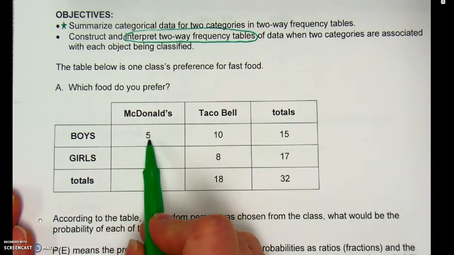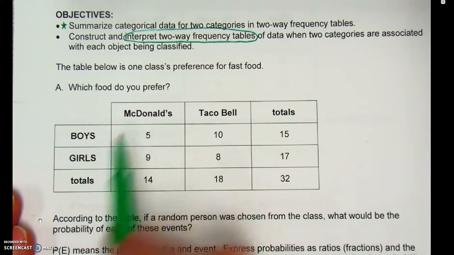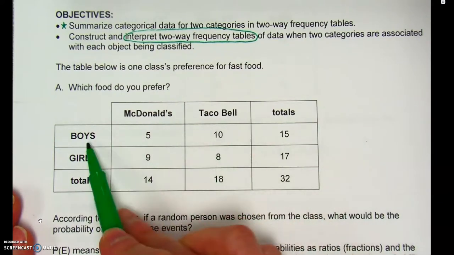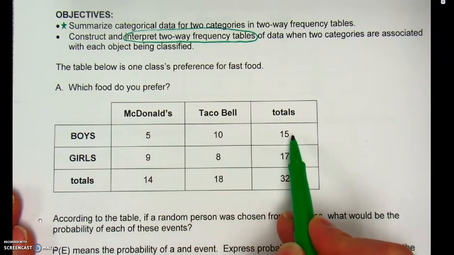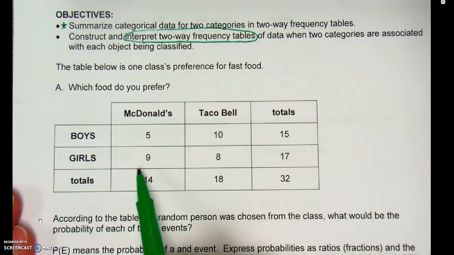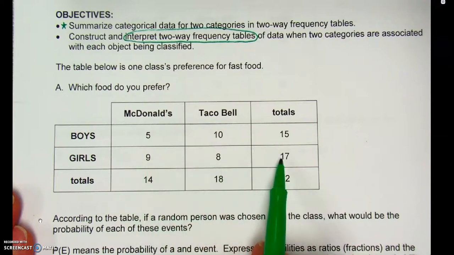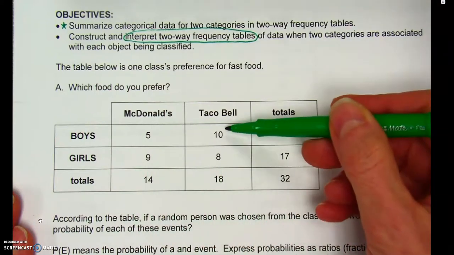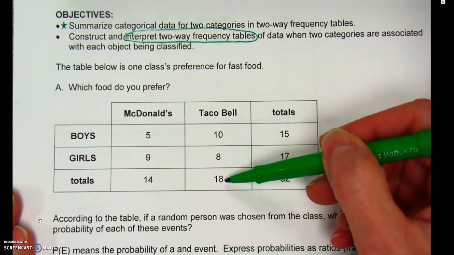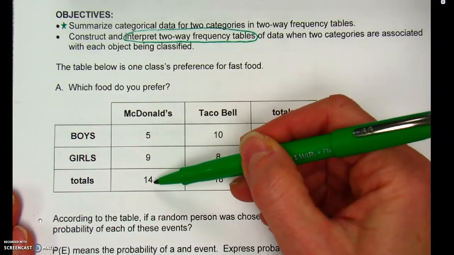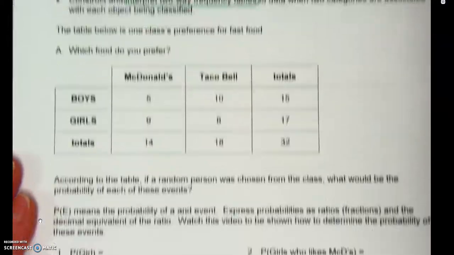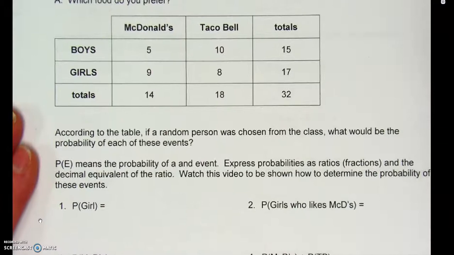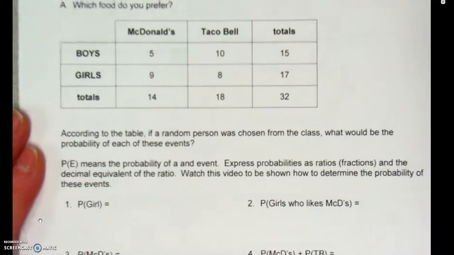We're showing that 5 boys had the preference of McDonald's for fast food, and 10 of them had the preference for Taco Bell. Altogether, there are 15 boys in this class. There are 17 girls in this class. For boys and girls, 18 people preferred Taco Bell, while 14 people preferred McDonald's. So now we have to answer these questions. If a random person was chosen from the class, what would be the probability of each of these events?